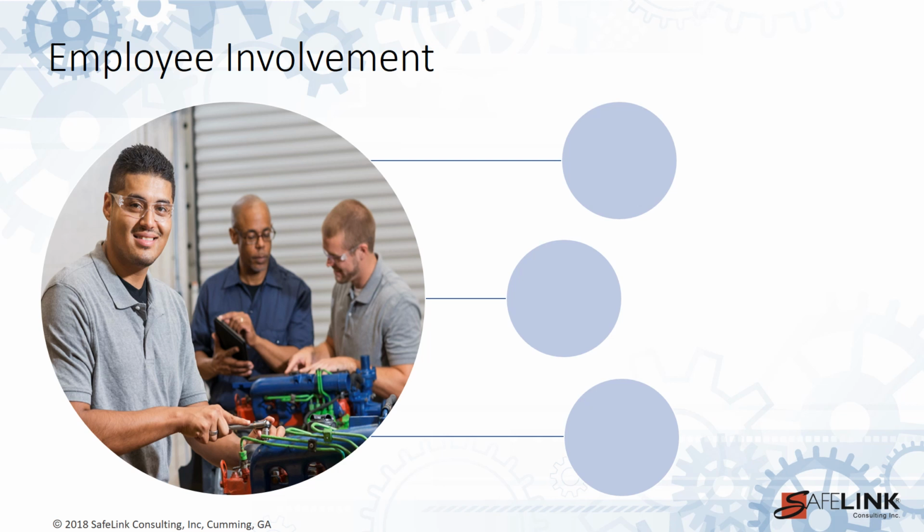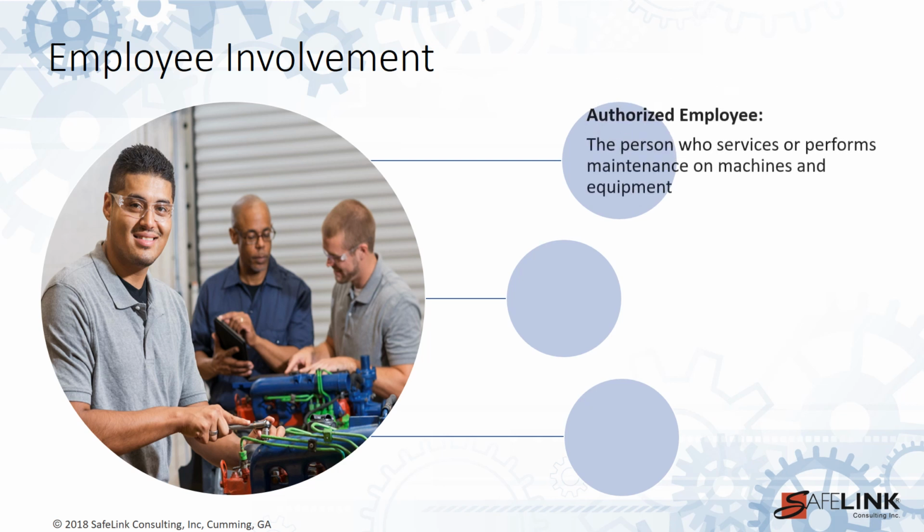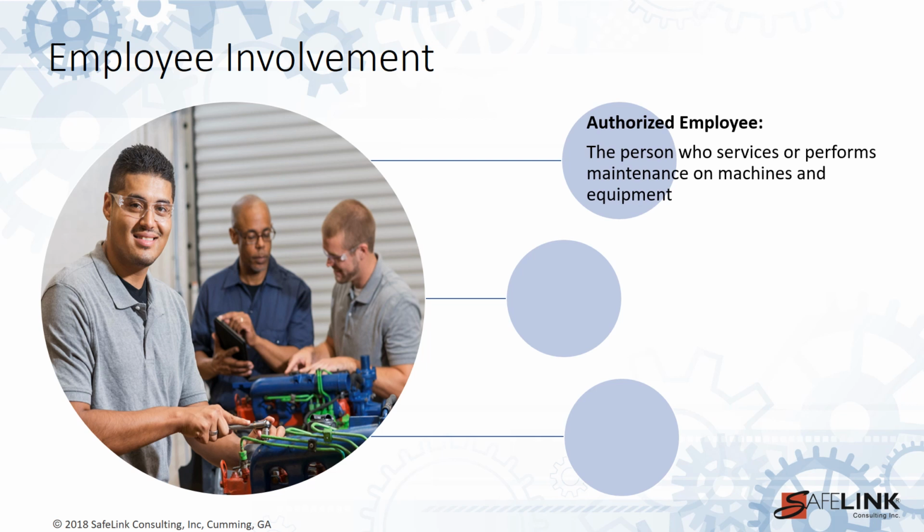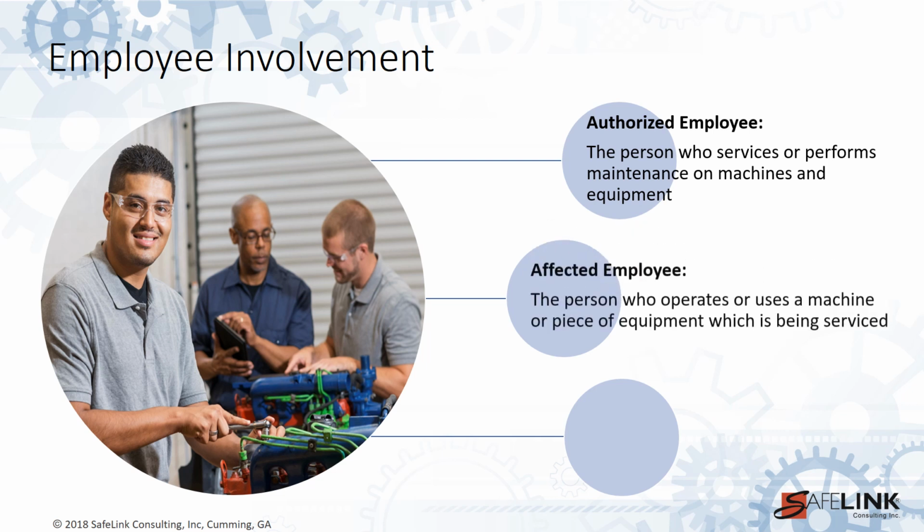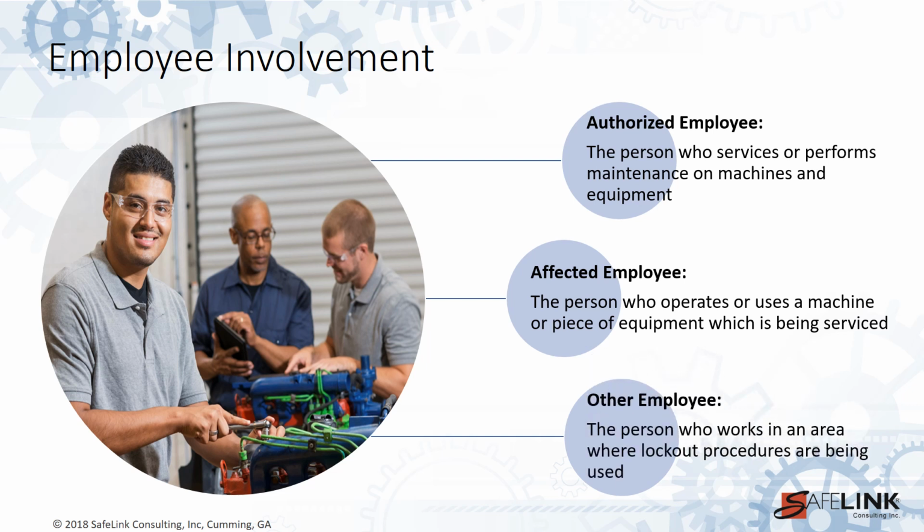Let's look at the different levels of employee involvement in lockout-tagout operations. The person who services or performs maintenance on machines and equipment is considered the authorized employee. An affected employee is the person who operates or uses a machine or piece of equipment which is being serviced. All other employees are personnel who work in an area where lockout procedures are being used.